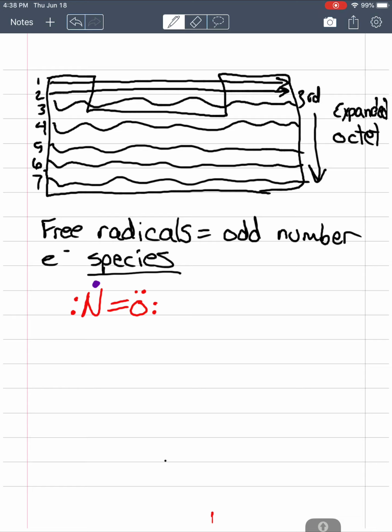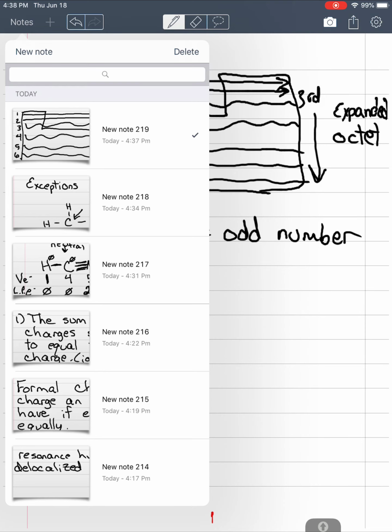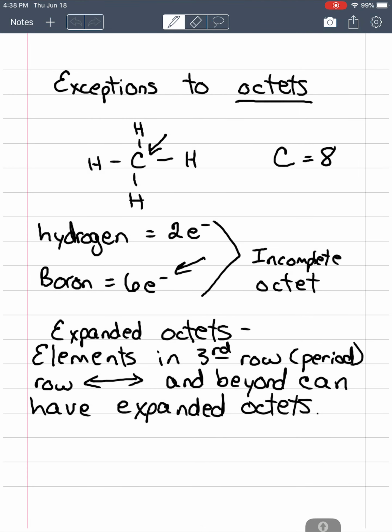All right, so let's move on to the next section. If you have any trouble with that, let me know. Oh, there was another one. Let's go back a page. Here, and that was beryllium. And I don't remember the number of electrons that it's satisfied but it can have an incomplete octet as well. So we'll kind of expand this down here.